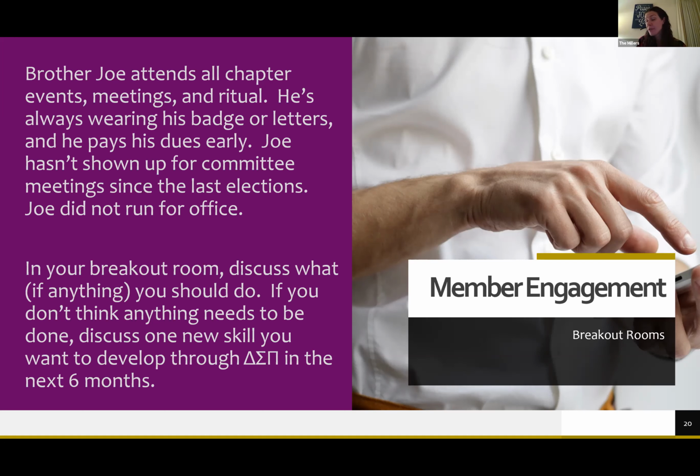I don't care if you're an officer or a general member. What should you do? Or what could you do? If you don't think anything needs to be done, what's one new skill you want to develop in Delta Sig for the next 6 months? Does anyone think we should do anything just by a raise of hands? Think we should do something?